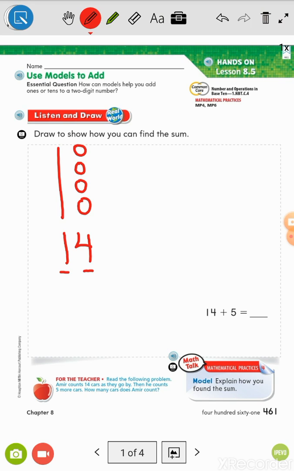14 plus 5. Let's count after 14. 15, 16, 17, 18, 19. So 14 plus 5 equals 19. That's how the model helps us to find the answer of 14 plus 5. 14 plus 5 equals 19.